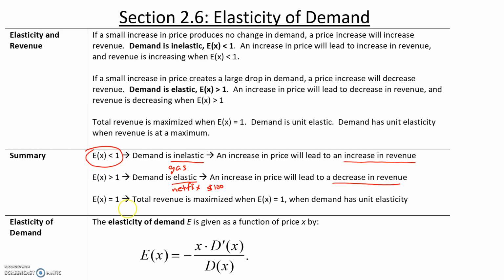When E of x equals 1, the total revenue is maximized. And this is called unit elasticity. So anytime you want to maximize revenue, set E of x equal to 1. And just to keep consistent with the notation, even though this formula has an x in it, I'm going to change this to a p because we're going to look at the elasticity of demand with respect to its price. So let's change all of these to p's to keep consistent notation. Okay, so change all of the x's to p's.